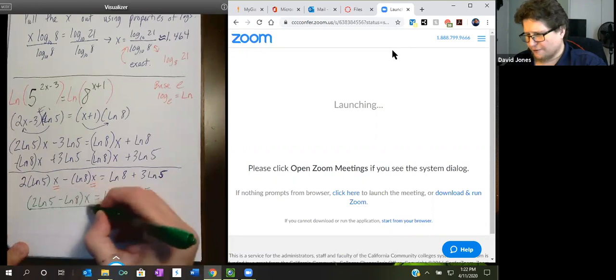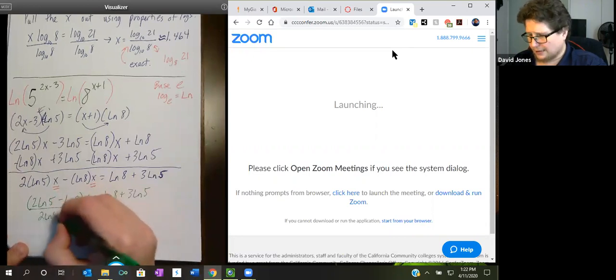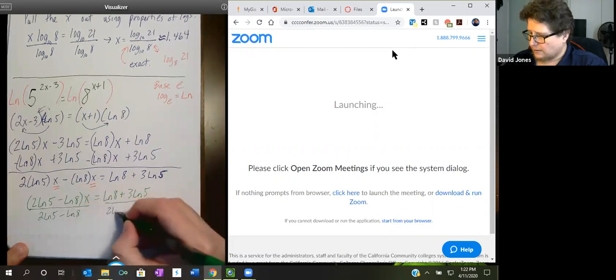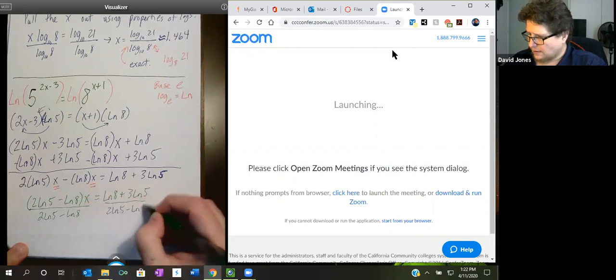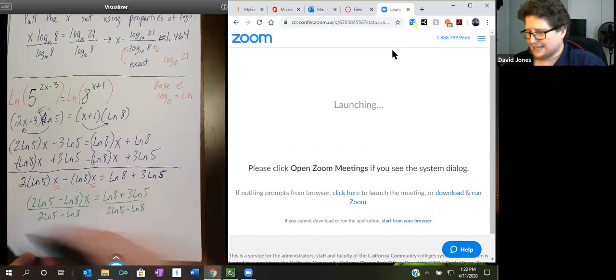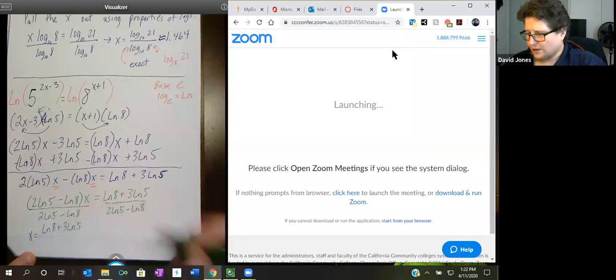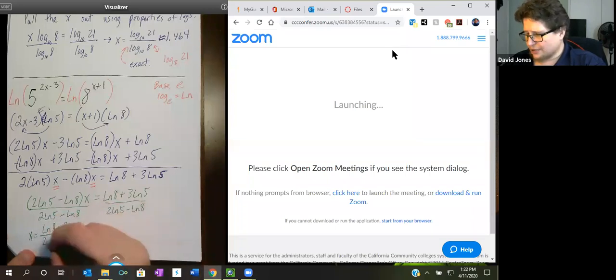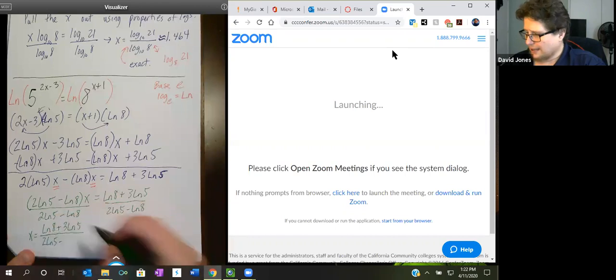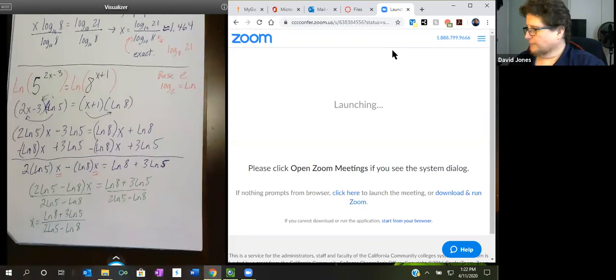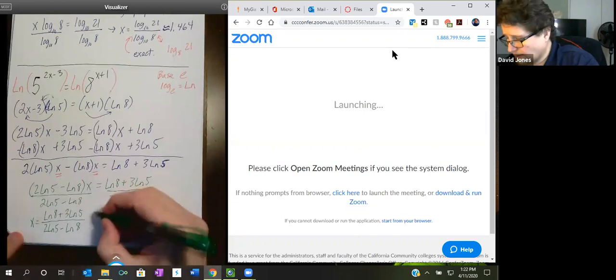Now, this is just a coefficient. We divide both sides by it. And that's the exact answer: natural log of 8 plus 3 natural log of 5 over 2 natural log of 5 minus natural log of 8. That's exact.